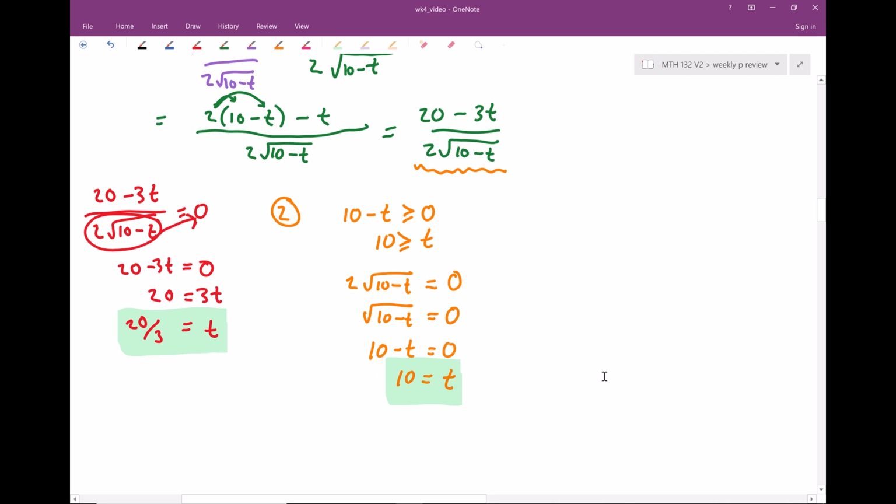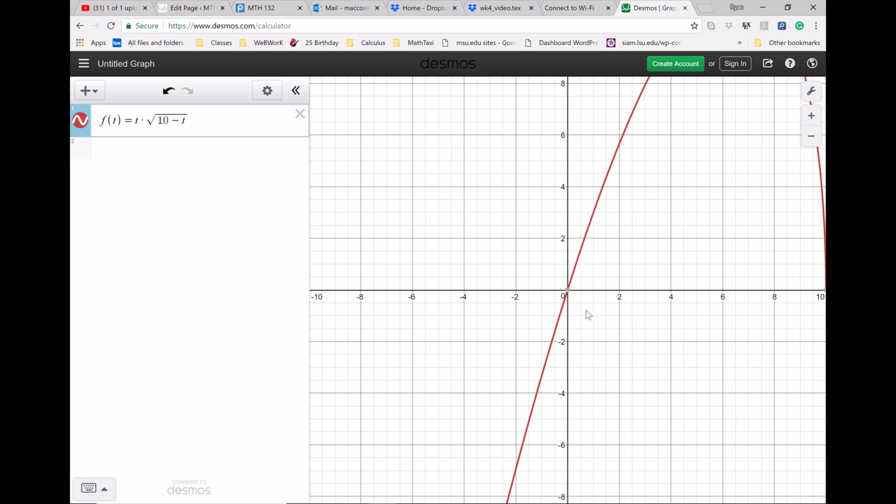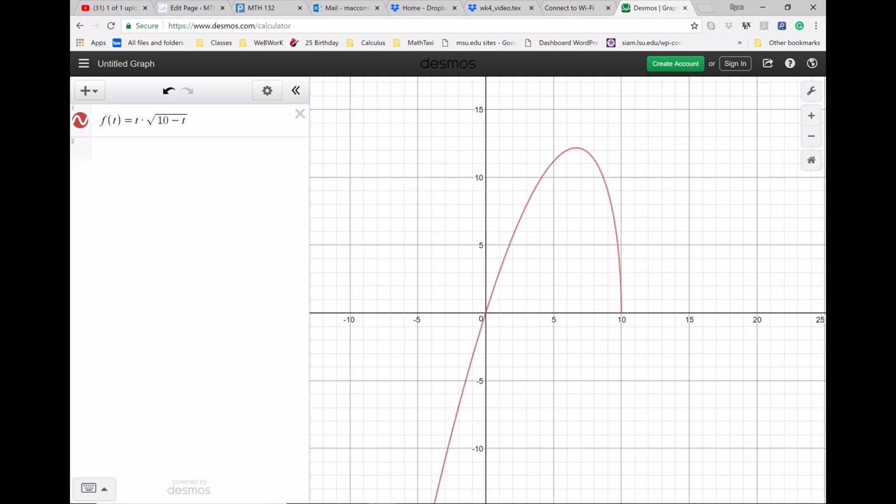All right, so let's go ahead and check our work, to see how these things appear. I'm using the Desmos grapher here, and I graphed our function, t times the square root of 10 minus t. And we can see right up here, around 6.667, a little bit less than 7, we actually have a maximum, a place where the derivative is equal to 0. If we had a nice tangent line here, it would be a horizontal tangent line. So this is one place where we have a critical point.